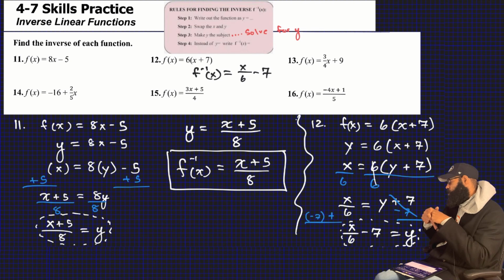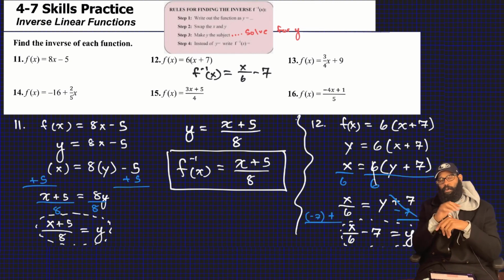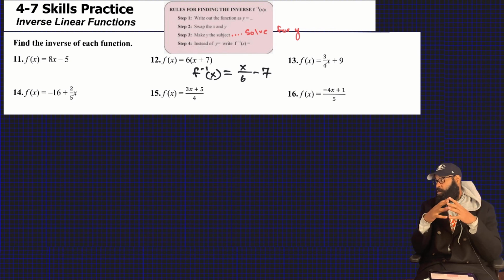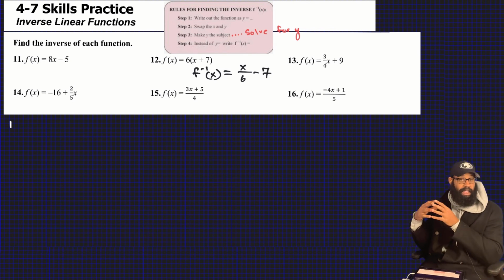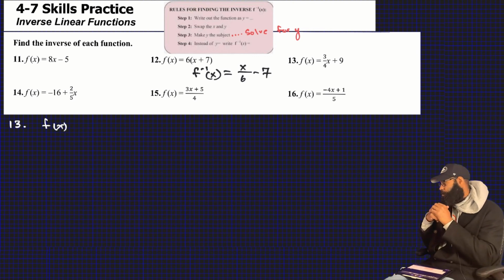And that's it, guys. So it takes a little bit of understanding. When I say understanding, you gotta know you're swapping your x and y. You know you gotta divide both sides by a coefficient. And sometimes that might be the POC, your point of confusion. Well, let's take care of 13 here.